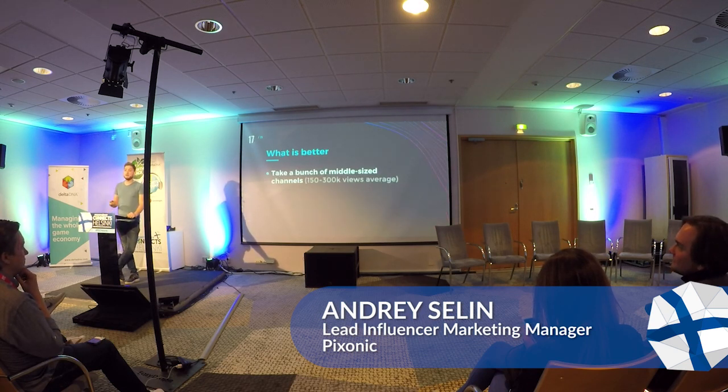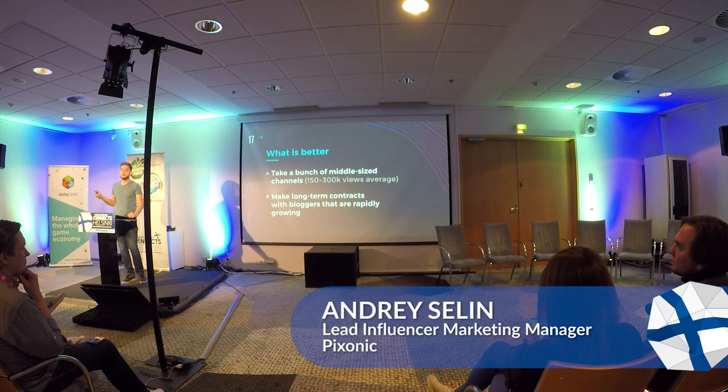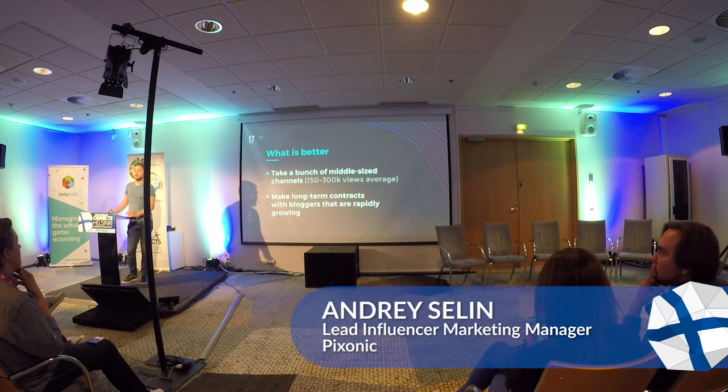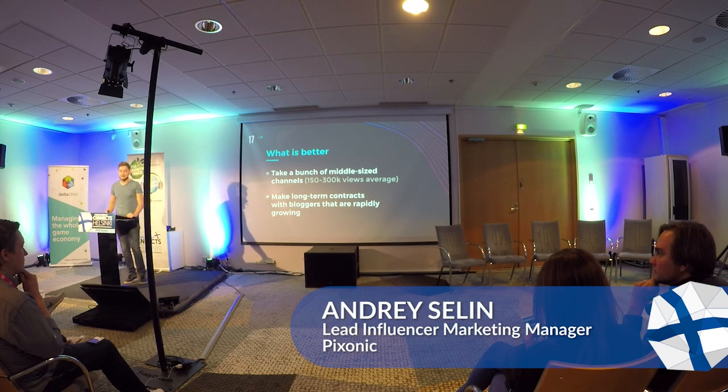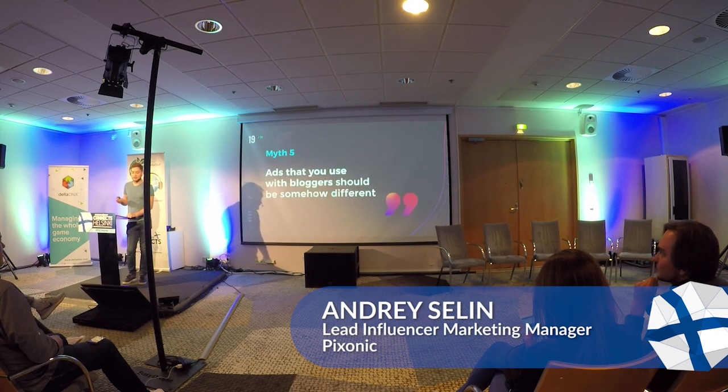What to do better? Before, I told you what not to do; right now I'll tell you what to do. The good idea is to take a bunch of middle-sized channels. They should be from 150,000 to 300,000 views per video, on average. Those channels already have big audiences, and they're usually always growing because they already have this huge amount of people watching them. And it will be the best idea to make long-term contracts with those bloggers, because when they become superstars, they will remember you having worked together before, and it will give you some price drops, or basically your workflow will be much better. So now it is busted. Let's go to the next one.